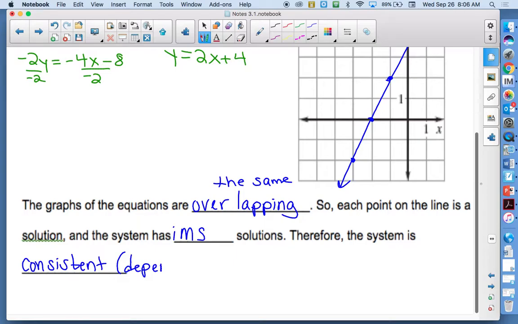I'm pretty sure that might be part of one of your homework questions or sections. So that one's dependent because the only way for there to be an answer or multiple answers is for that one line to overlap with the other. So one line depends on the other for all the answers to exist. So any point on that line is a solution, as long as it's on that line.